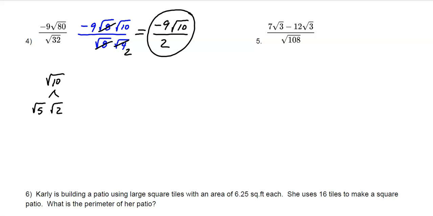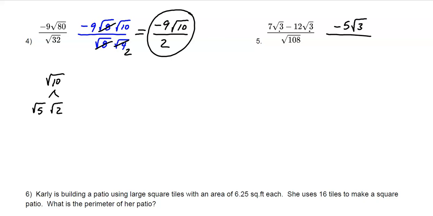Number 5, I see a subtraction symbol in there. So we have 2 radicals subtracted from each other. Luckily, they're like terms. I have a radical 3 and a radical 3. So 7 radical 3's take away 12 radical 3's would be a negative 5 radical 3.